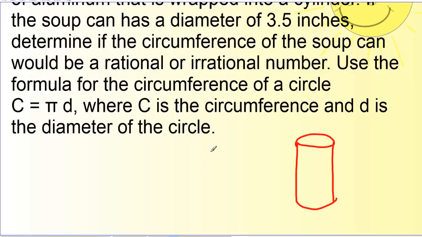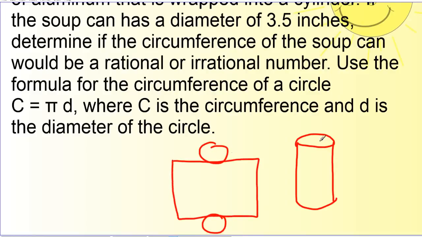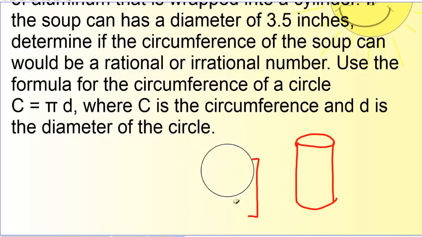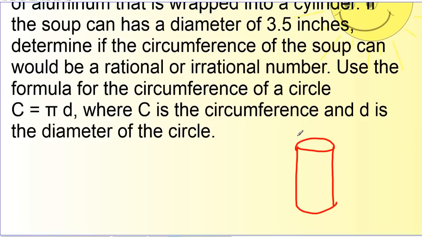If you would unroll this thing, in case you're curious, if you ever take a soup can and unroll it, it would look kind of like that. Top of the can is a circle, bottom of the can is a circle, and this middle piece is just one rectangle. It's kind of rolled into a circle. Now, it says the soup can has a diameter of 3.5 inches. A diameter is from one edge of the circle the whole way across to the other edge. Determine if the circumference of the soup can would be rational or irrational.